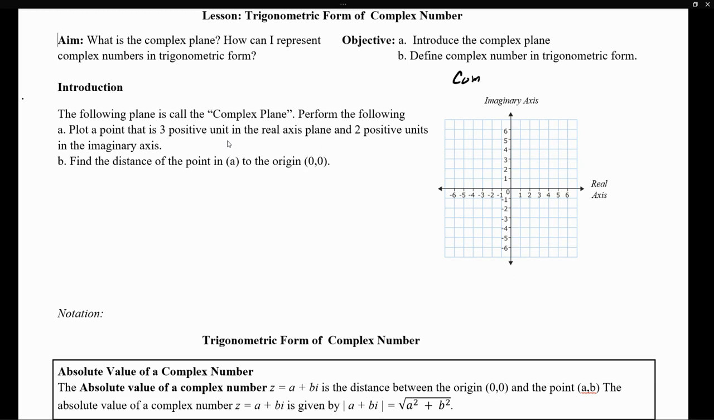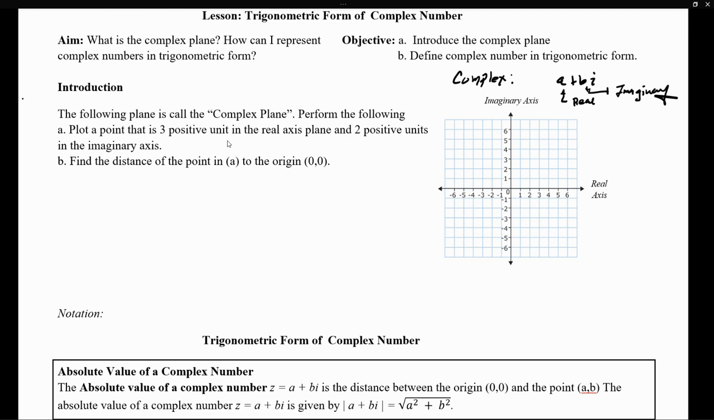Remember that any complex number is always in the form of a plus bi, where a represents the real part and bi represents the imaginary part. So instead of labeling it x and y axis, my x axis is going to be representing the real axis, or at least the numbers that correspond to the real part. And instead of calling it the y axis, we're going to call that the imaginary axis, or at least the axis that is going to be representing the imaginary part of the complex number.